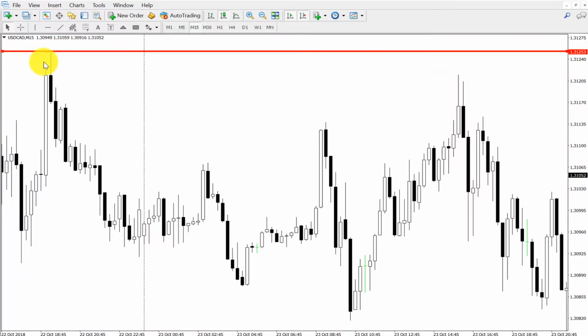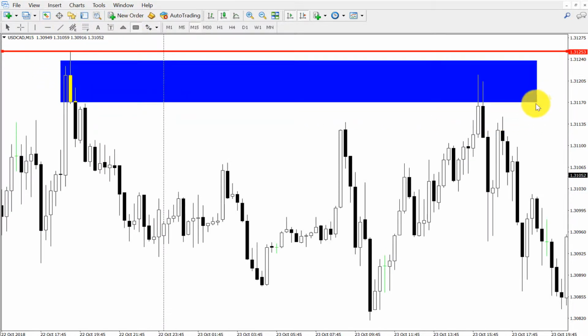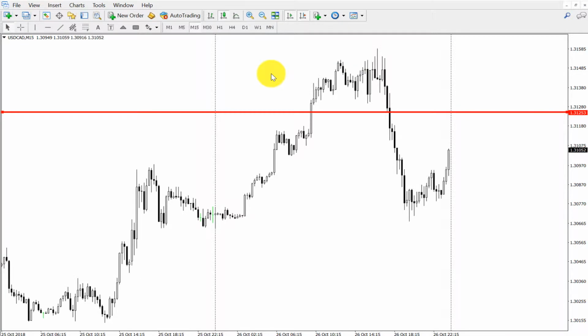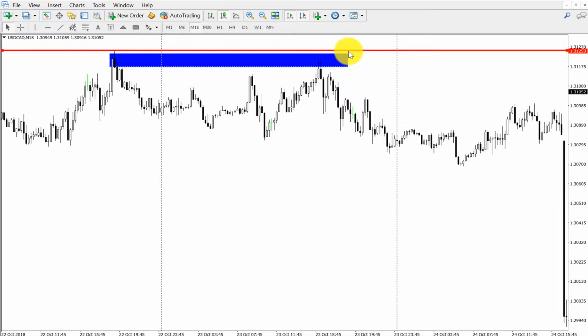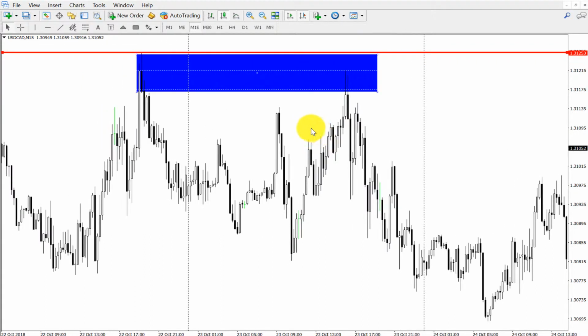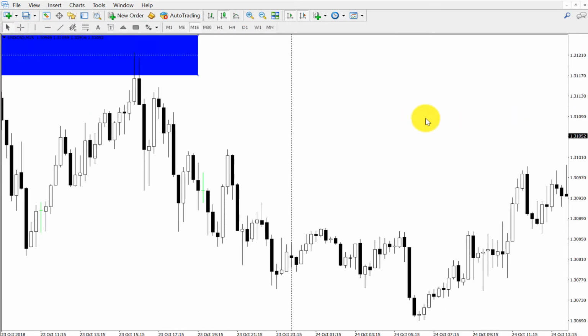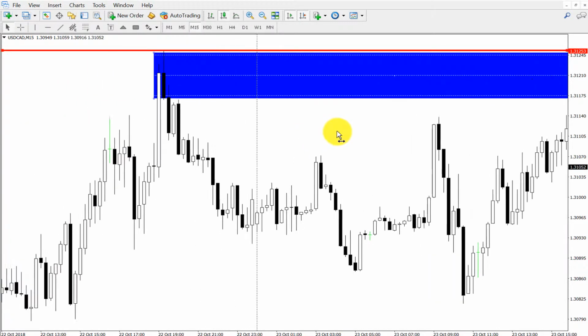I am drawing a rectangular box here, from here to here. Okay, I am zooming out. Just check this out. Okay, let me zoom in. Just watch this pair closely.